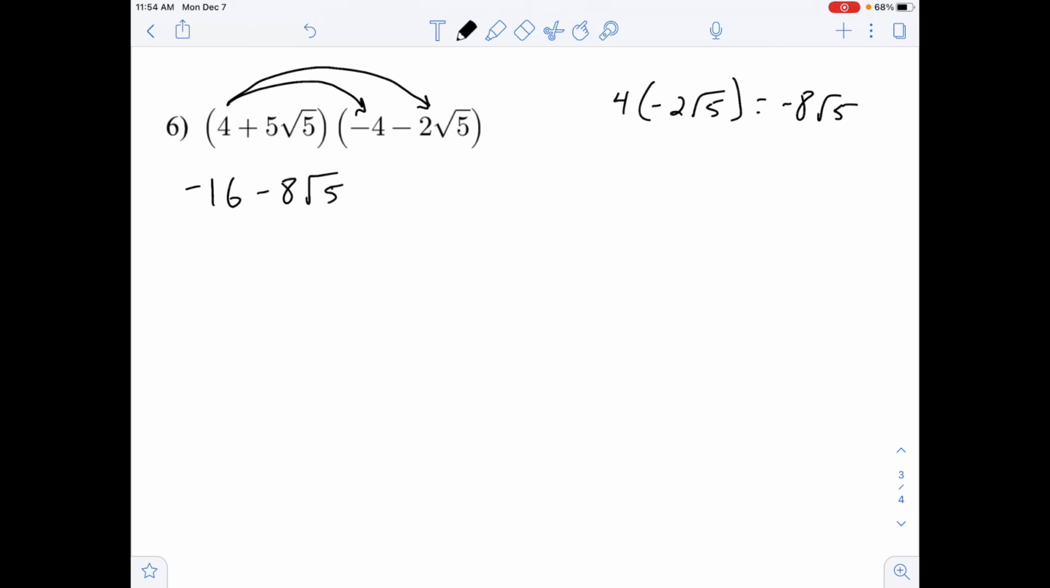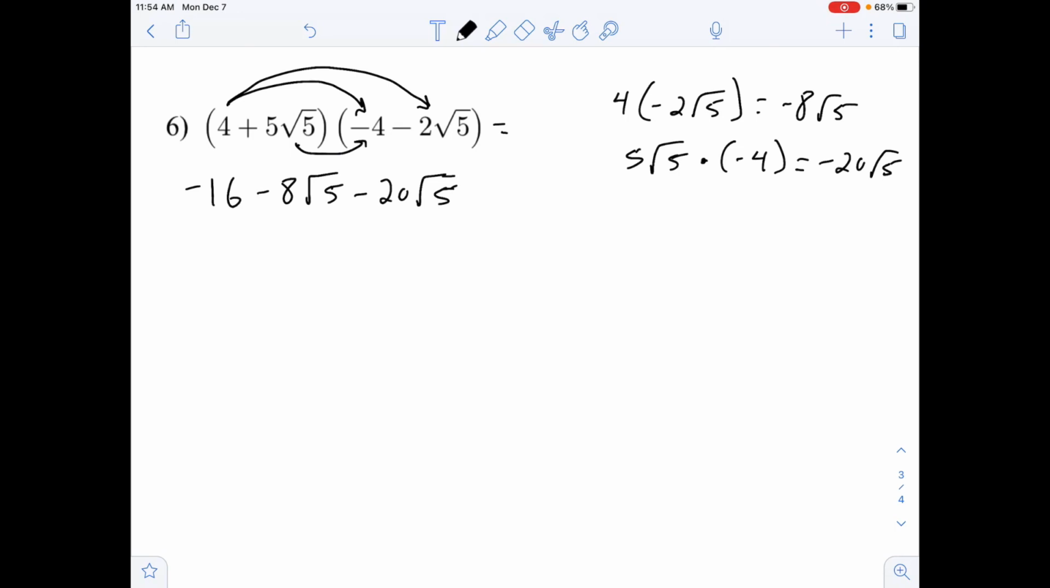Some students can just go ahead and do it right away, or some need to do it off on the side. Now we're going to multiply 5 square roots of 5 times negative 4. Again, you can either do it off on the side. 5 times, put that in parentheses, negative 4. So that's going to be negative 20 square roots of 5. So minus 20 square roots of 5.